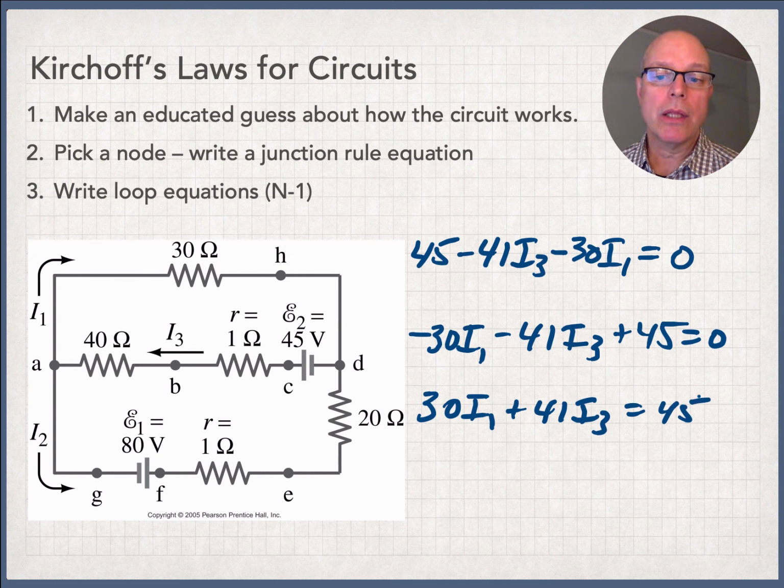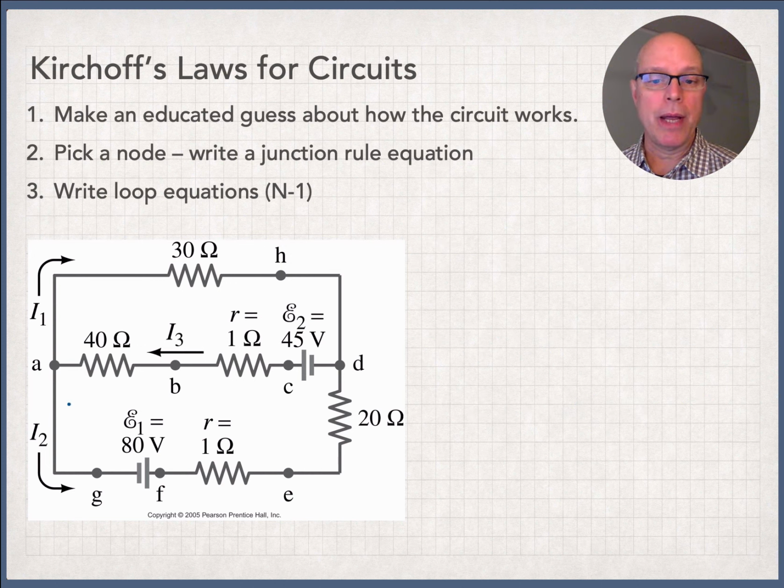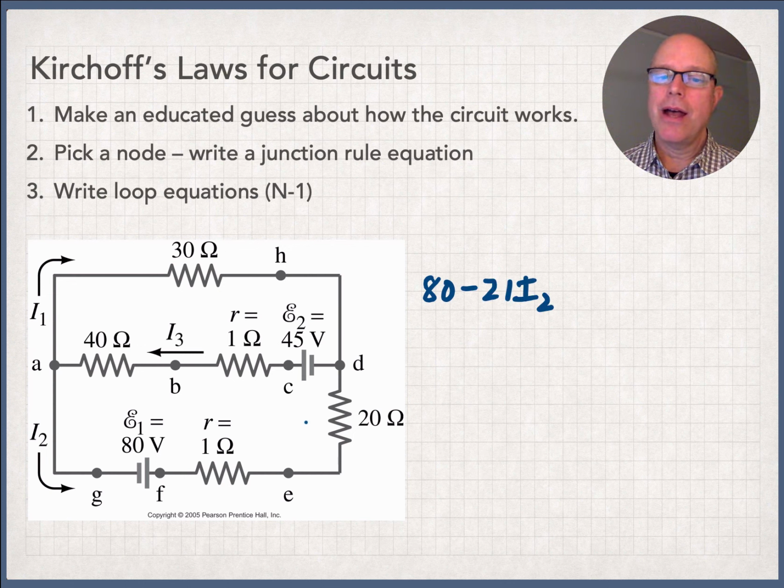So let's go and get the lower equation and check that one out. So lower equation, I'm going to start at the 80-volt battery. So my first move is plus 80. A charge goes through a 1 ohm resistor and a 20 ohm resistor. Now I'm down in I2 territory, so I'm going to lump those together. Minus 21 I2 volts.